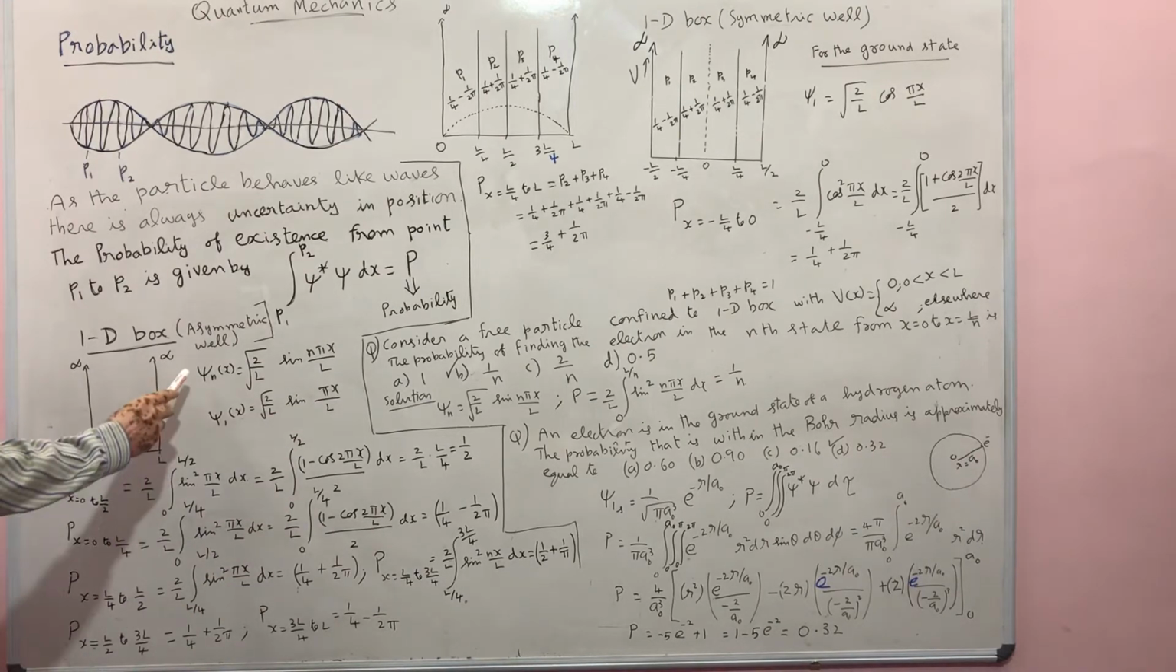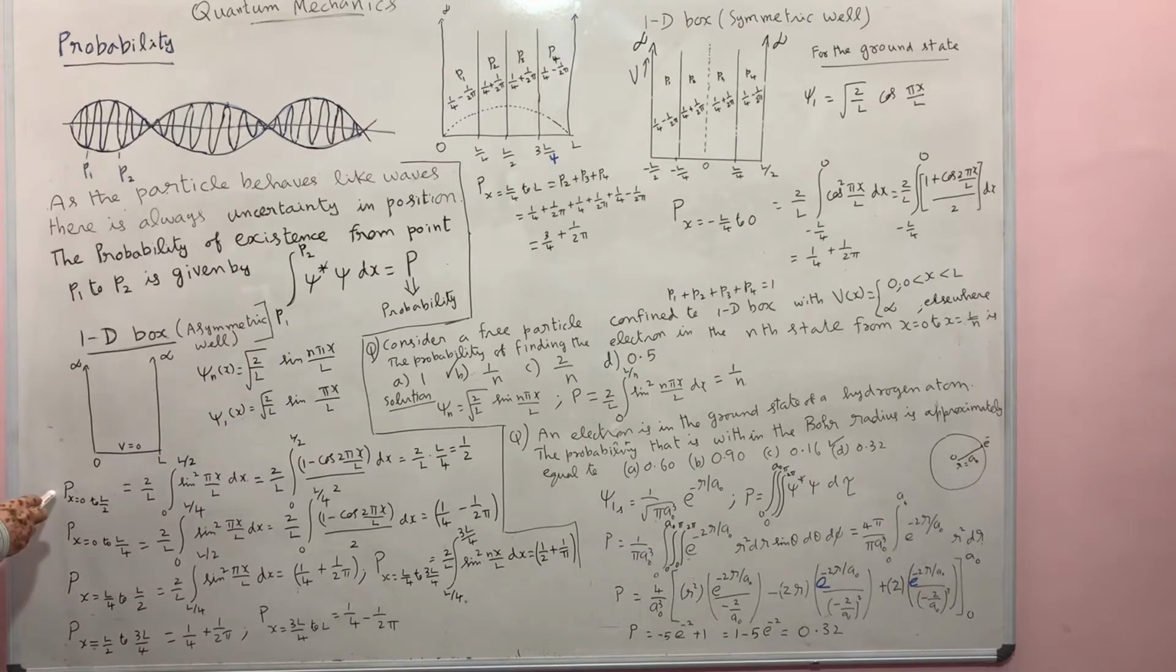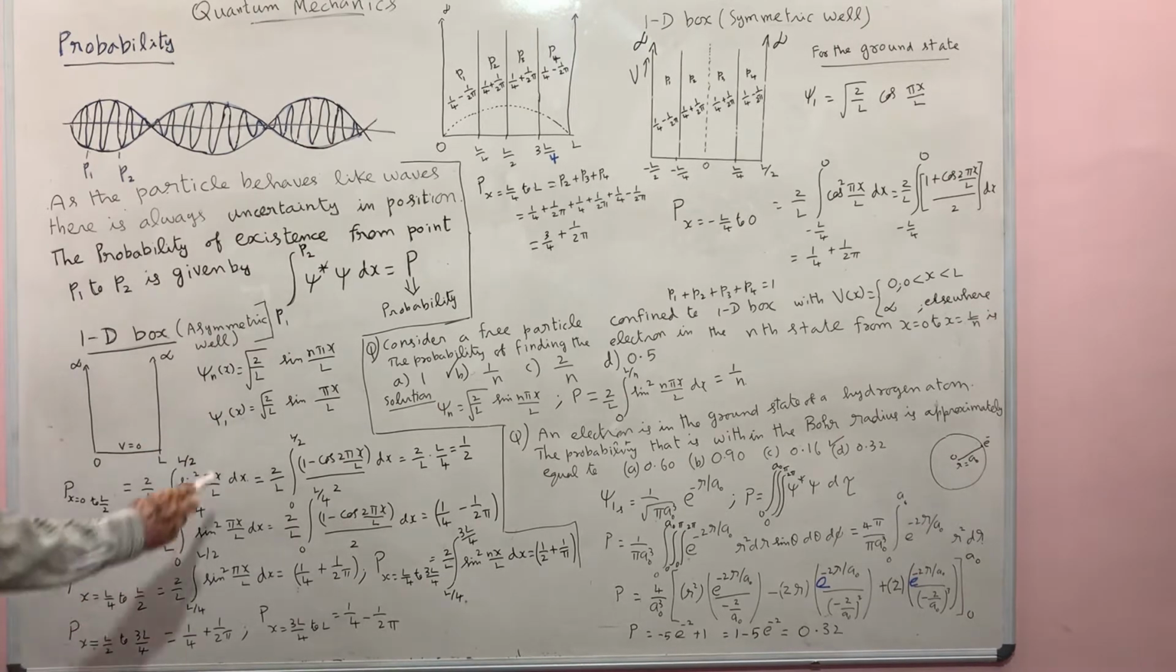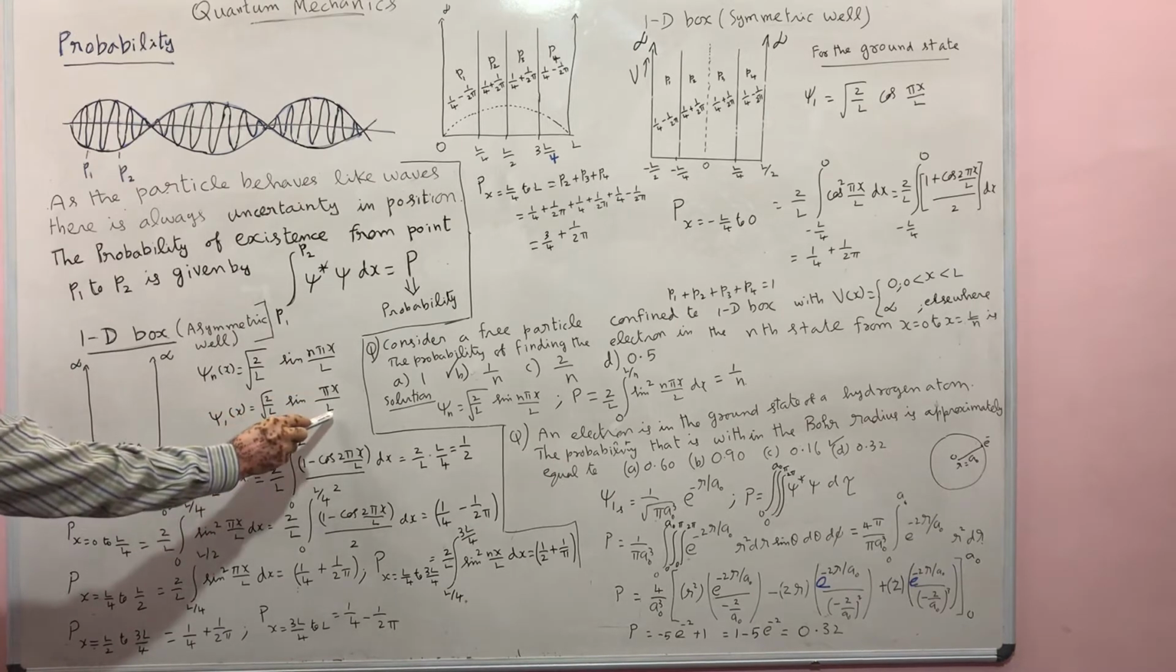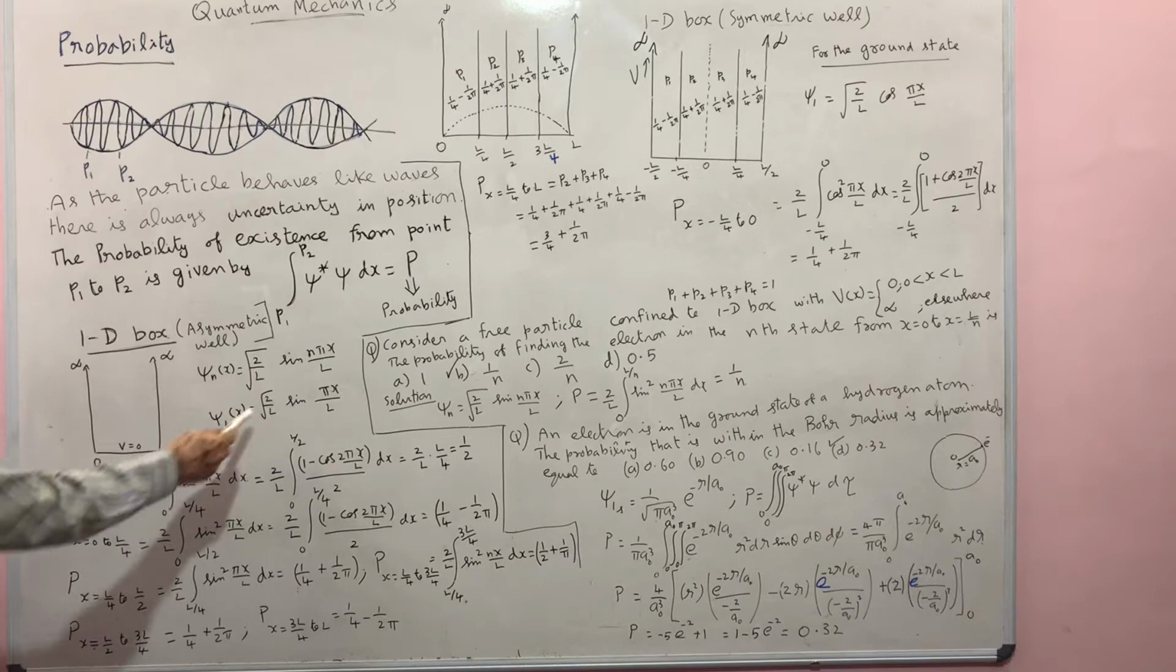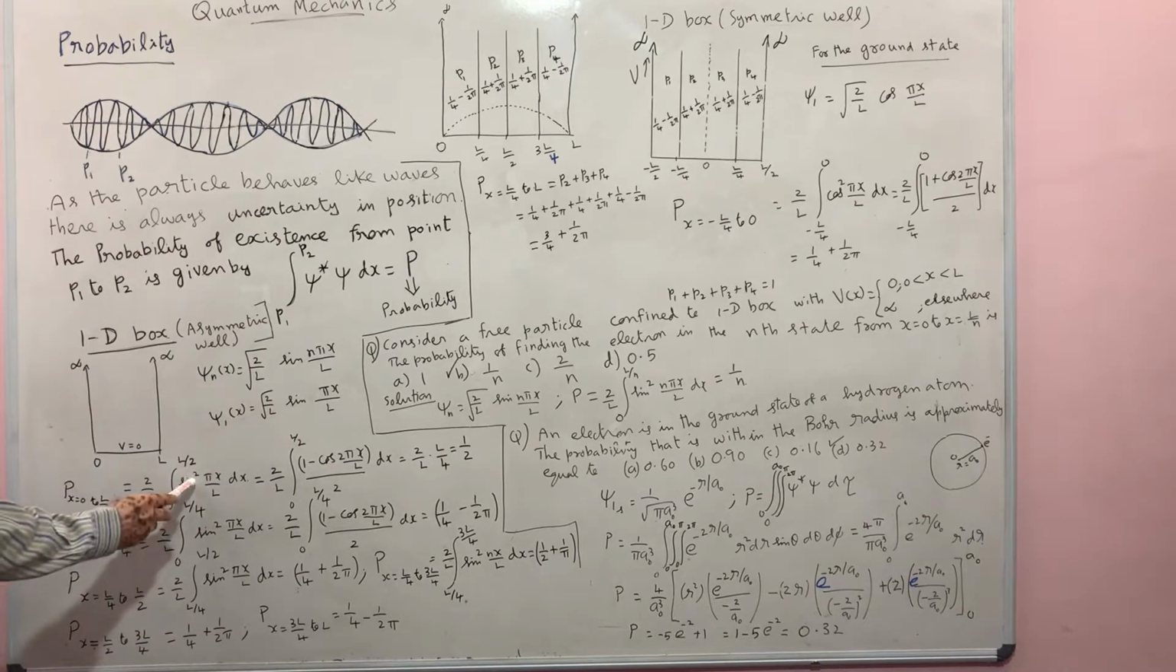Since we are interested in the probability of finding the particle in the ground state, psi 1 is needed. The probability of finding the particle between the limits x equal to 0 to L by 2 is defined by the integral. The lower limit is 0 and the upper limit is L by 2, and here you have to substitute psi 1 star psi. Psi 1 star gives the same value because it's a real function. The constant 2 by L can be taken outside the integral, leaving the integral from 0 to L by 2 of sin square pi x by L dx.